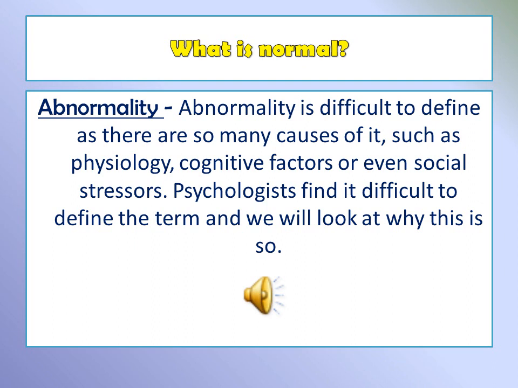There's so many causes of abnormality, such as physiology, so that's where your biopsychology kind of comes into it, cognitive factors, or even social stressors, so things outside of our control, our experiences. These can all be things that can cause abnormality. So this is one of the reasons why psychologists find it quite difficult to define abnormality. So we're going to look at why this is so. We're going to briefly look at it in this presentation, and again we're going to look at it in a lot more further detail when you come to study psychology and abnormality and psychopathy.